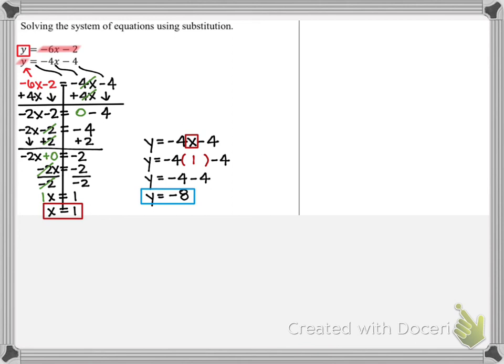Then make sure that you write it as a solution. So the solution to the system is going to be the point of intersection. Remember, we write it in alphabetic order. So the x value we found was 1, and the y value we just found is negative 8.